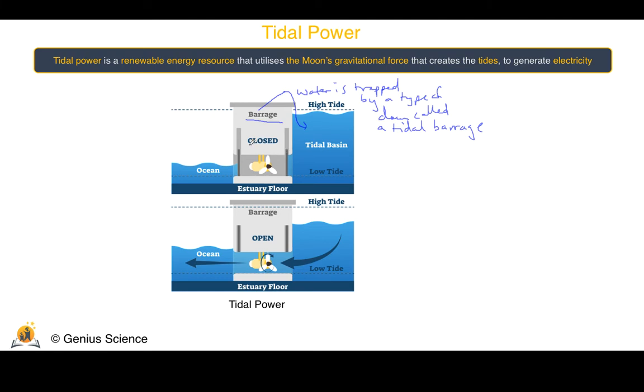Here the tidal barrage is closed. However, at low tide, the tidal barrage is opened and water is then released at a constant rate out through piping that turns a turbine that spins the generator that then generates electricity. The water then simply flows back into the sea.